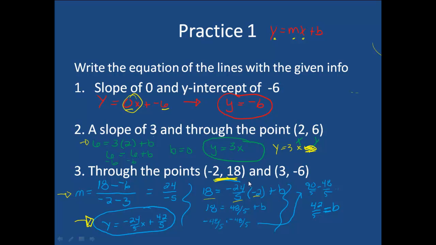So all of those still following a similar process. We have got to find our m and our b. Sometimes we find them different ways, but we always have to find them.